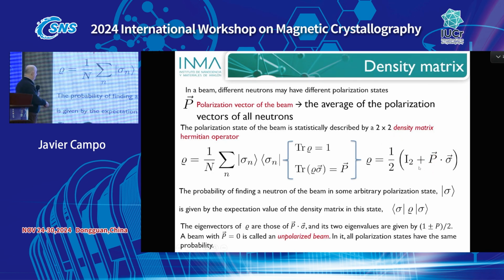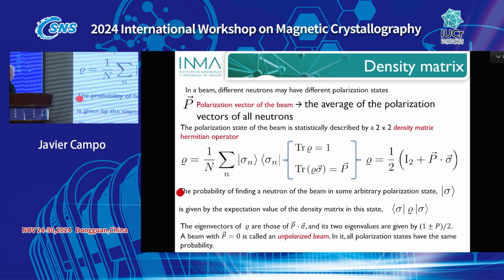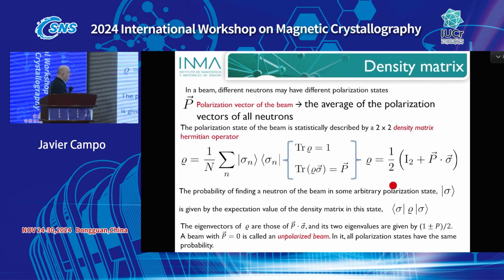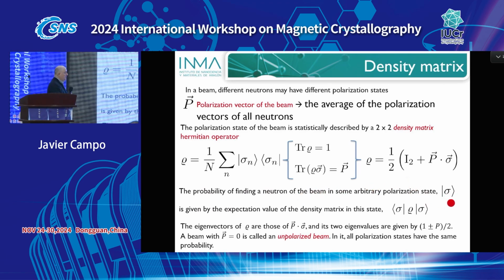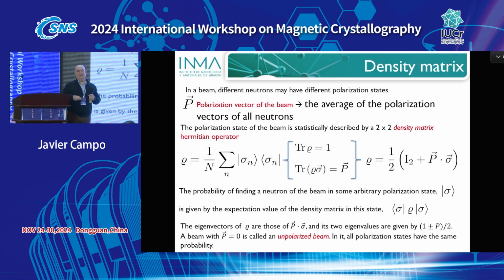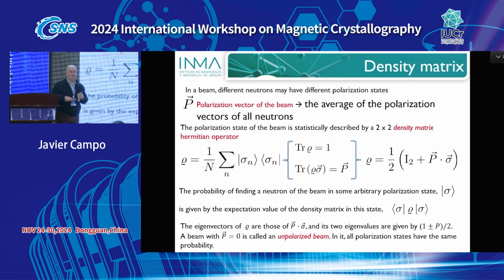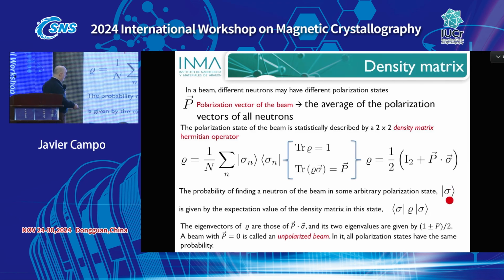The probability of finding a neutron in the beam in some arbitrary polarization state is given by this. Yesterday, we didn't take care about the initial polarization state of the neutrons. Today, we will take care of this. The probability of finding a neutron in an arbitrary polarization state is given by this matrix element. This operator is telling us the probability to find this sigma state in the beam.